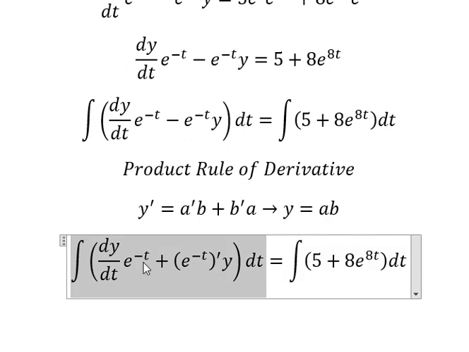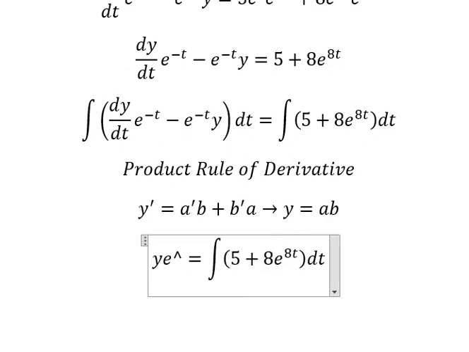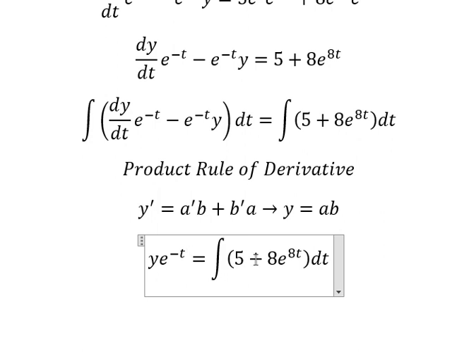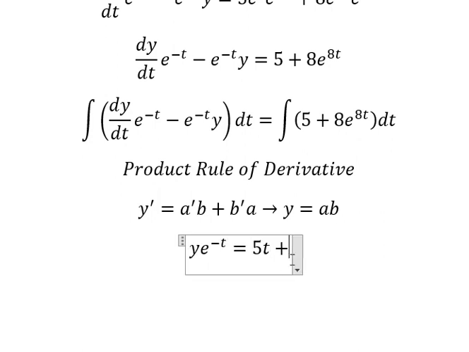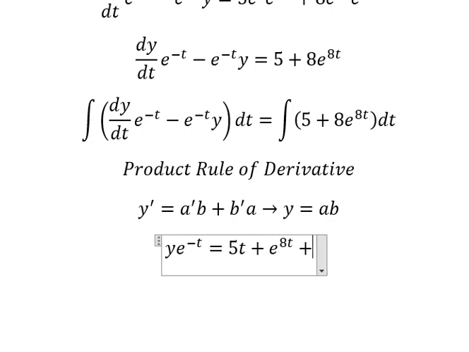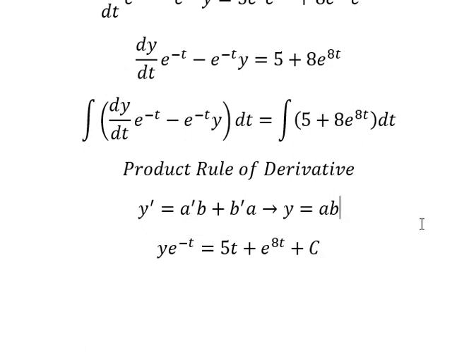So the integration of that one, we have y e to the power of negative t. This one we have 5t. This one we have e to the power of 8t. And I will put c. This is the end.